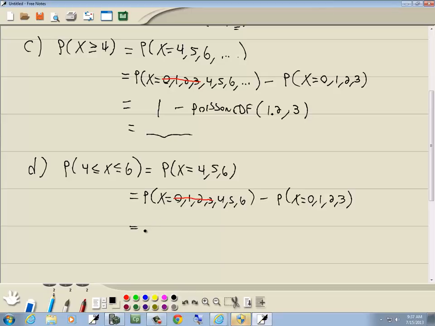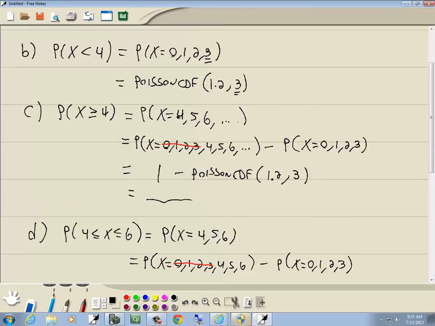Both of these are going from 0 up to a number, which is what Poisson CDF is looking for. I'll abbreviate it here: Poisson CDF 1.2 comma 6 minus Poisson CDF 1.2 comma 3. Now you're going to see a pattern on these, and this is true of all the Poisson CDF problems. If it's straight from 0 up to a number, then whatever number you have just goes right there.